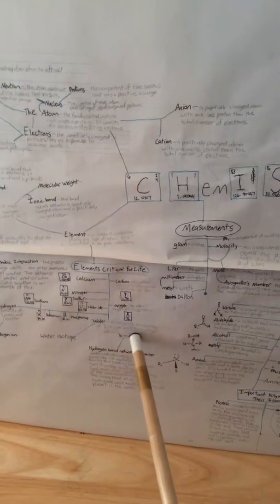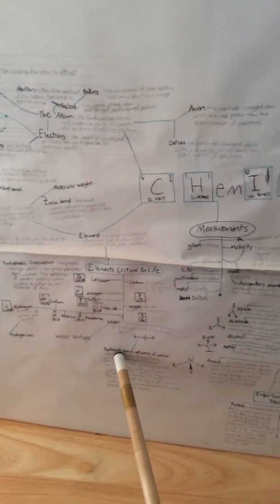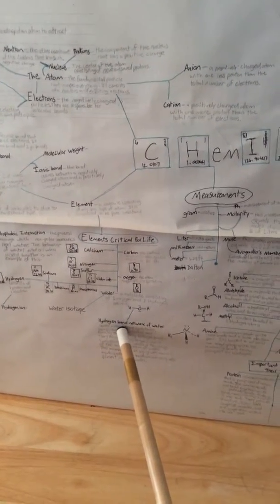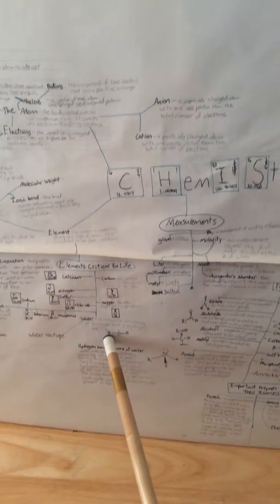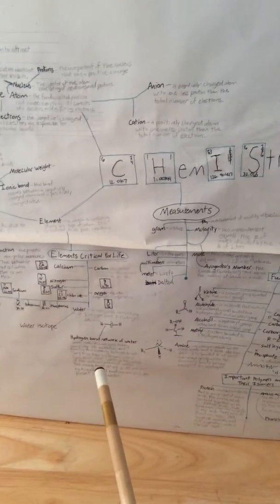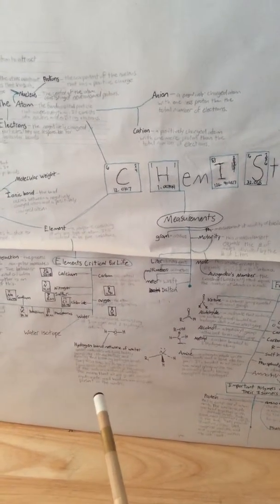Now back over here to water. We follow a little route down from water, and then we have the hydrogen bond network of water, and the water isotope. And this hydrogen bond network is the reason why water has the peculiar phenomenon of autoionization. And then we go back up to chemistry.